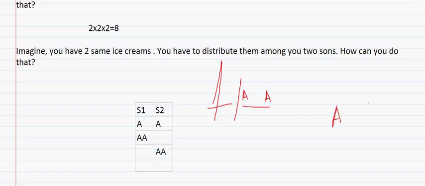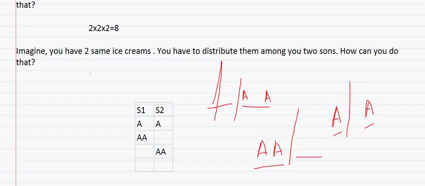Then there can be a blind which is like this, which means each of them gets 1, and finally there is a blind which is like this, which means Son 1 gets both the things and Son 2 gets nothing, right? So there are three ways of placing this blind, right?